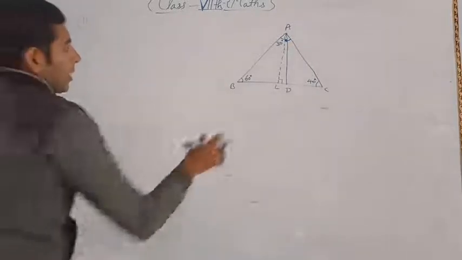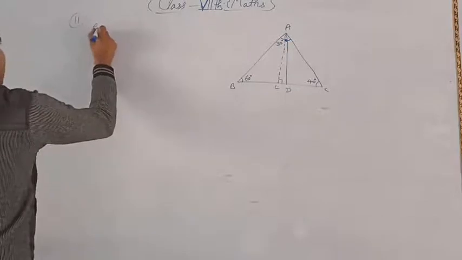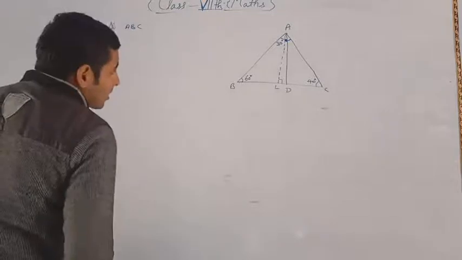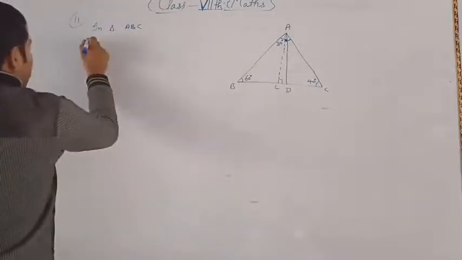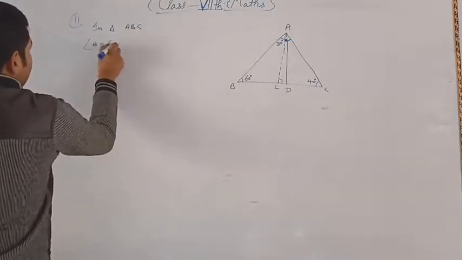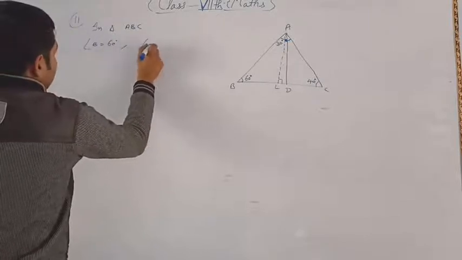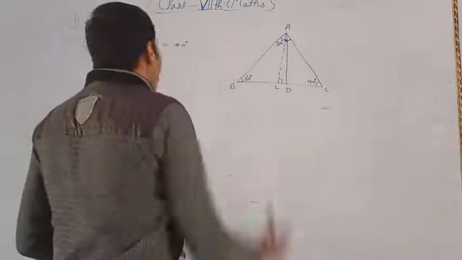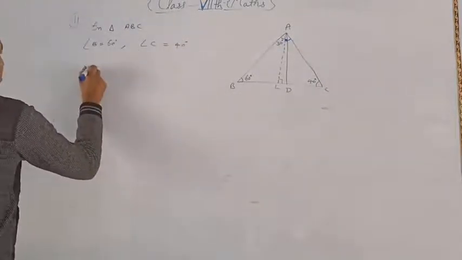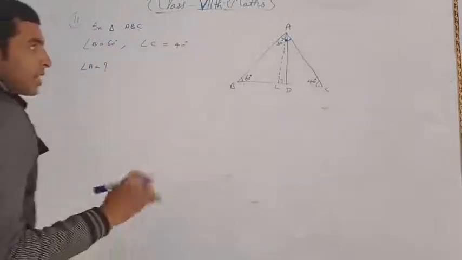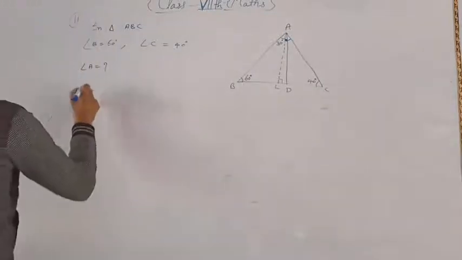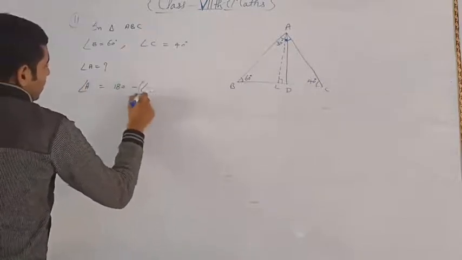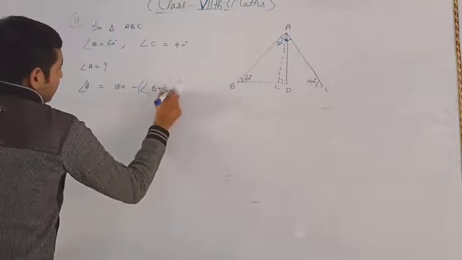Problem number 11. In triangle ABC, angle B is equal to 60 degrees, and given that angle C is equal to 40 degrees. So what will be the value of angle A? By using the triangle property, angle A is equal to 180 minus (angle B plus angle C).